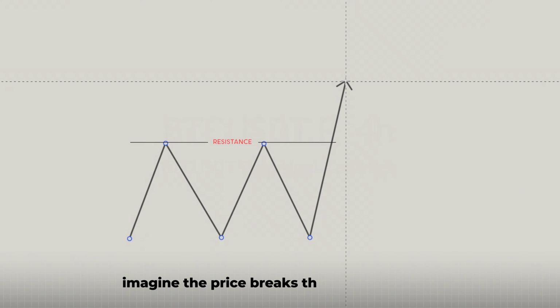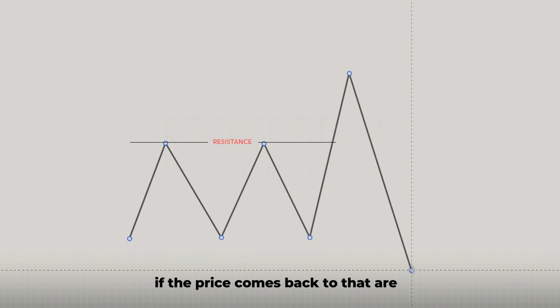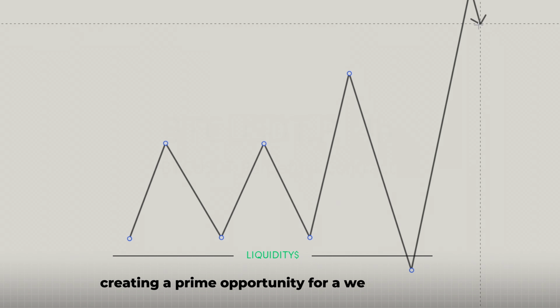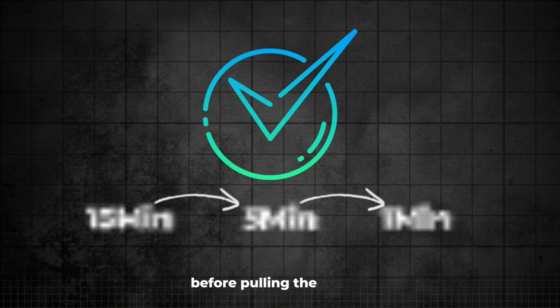Let me give you a concrete example. Imagine the price breaks through a key level, leaving an order block, a sort of footprint of smart money's involvement. If the price comes back to that area, it's like a magnet for liquidity, creating a prime opportunity for a well-timed entry. But remember, this isn't foolproof. Always look for confirmation on lower time frames before pulling the trigger.